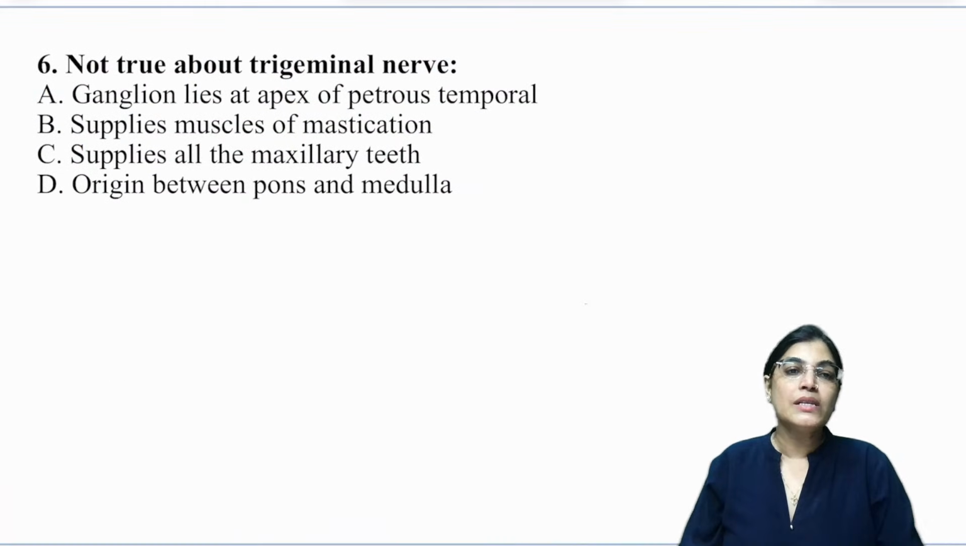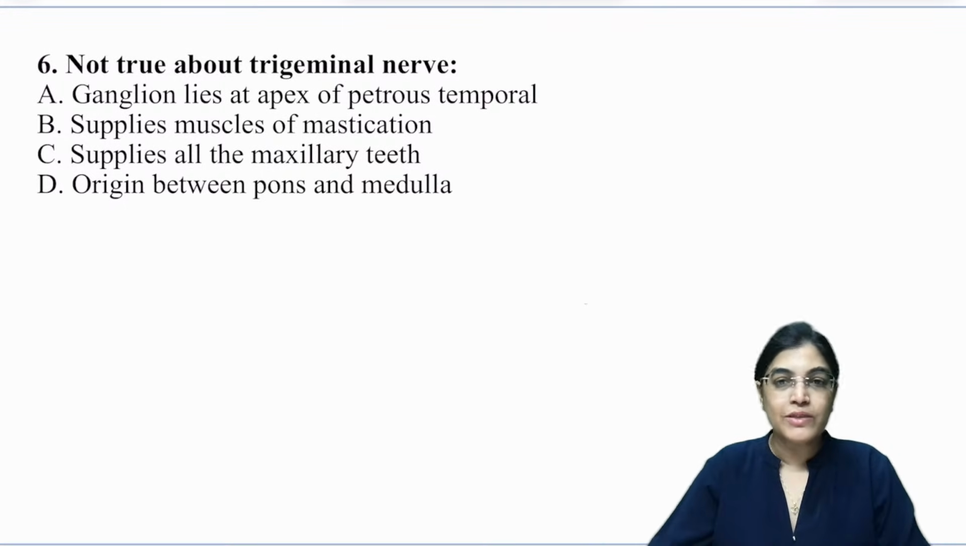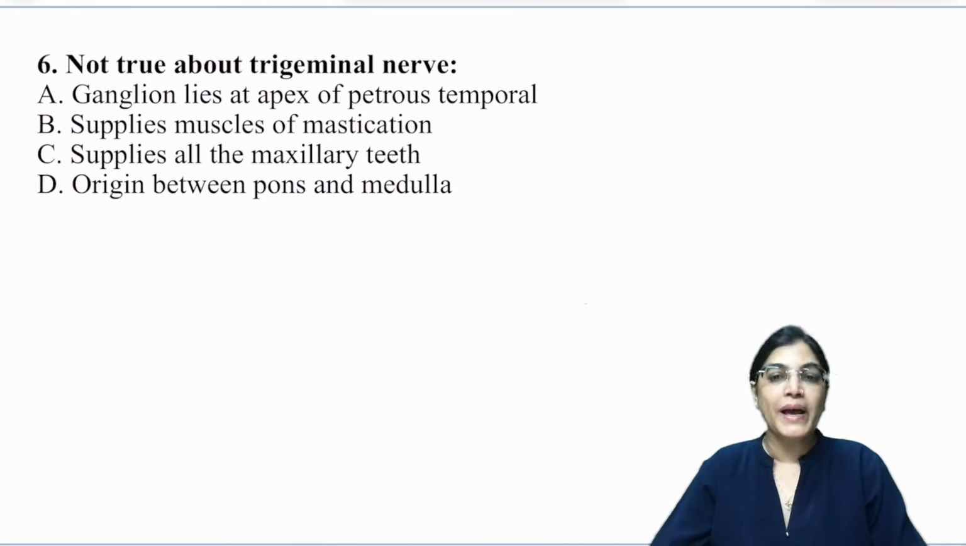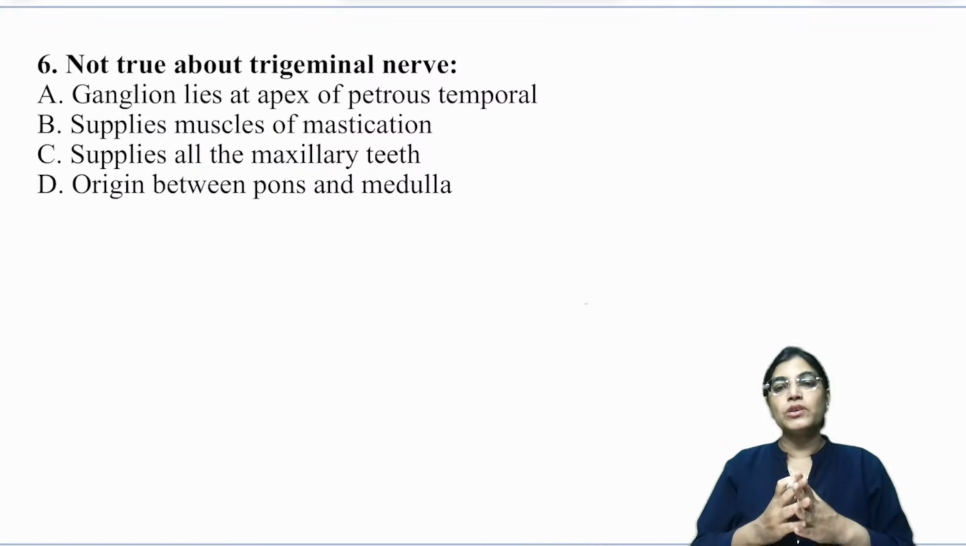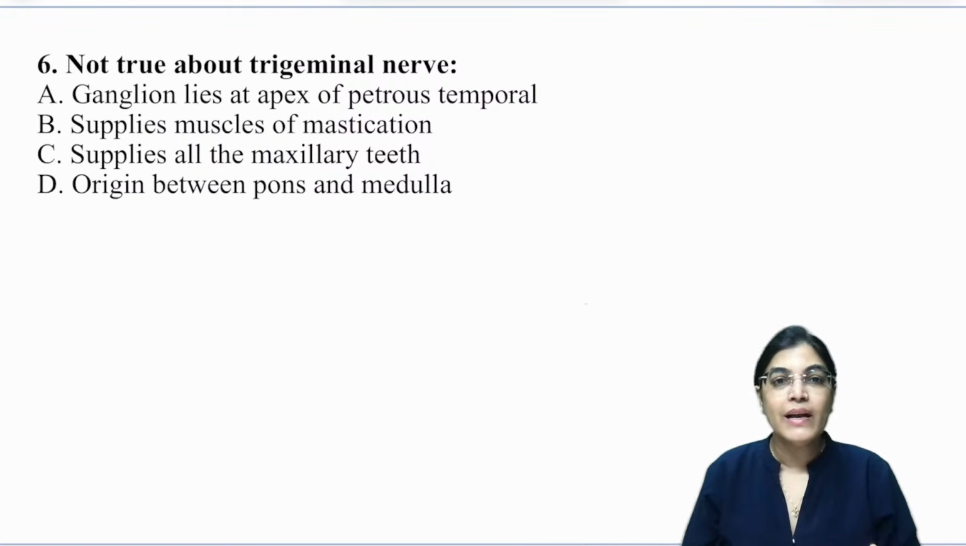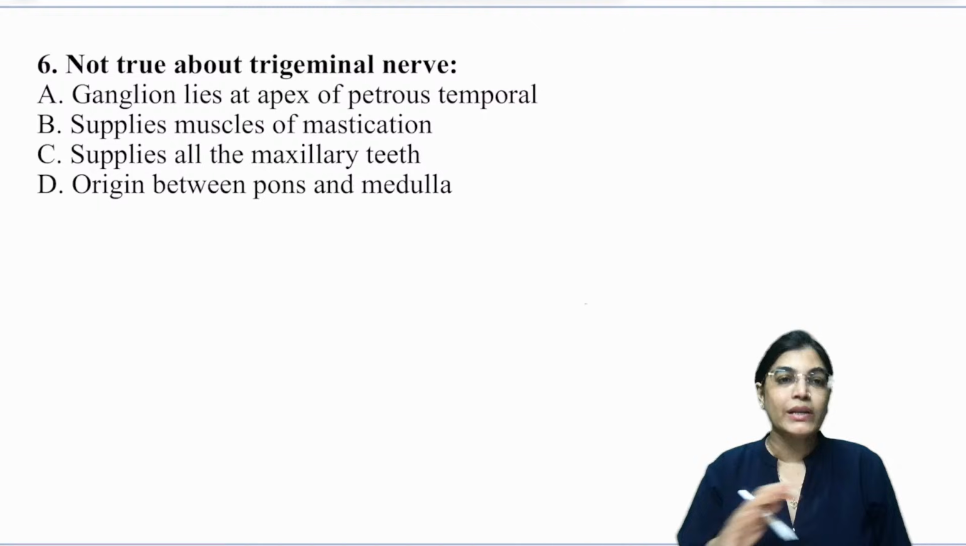Now coming to the sixth question: not true about trigeminal nerve. Which of the following is not a true statement about trigeminal nerve? Option A, ganglion lies at the apex of petrous temporal bone; supplies muscles of mastication; supplies all maxillary teeth; origin between pons and medulla. This is a neuroanatomy question in which you have to know the trigeminal nerve, including the location of the ganglion, so we have to find which is not correct.